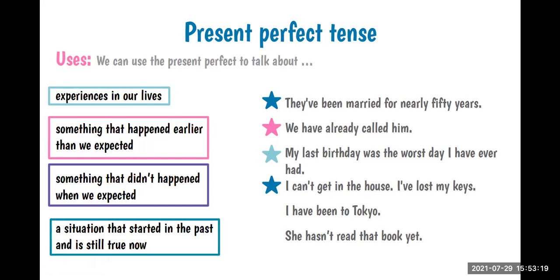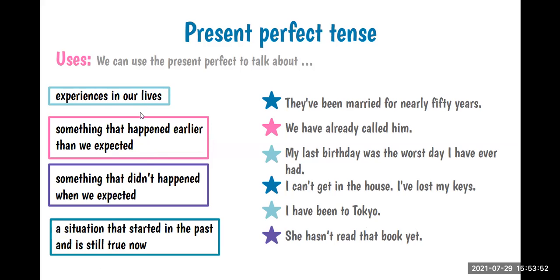What about this? Experience in our lives. This is an experience in our life, right? And then we have, she hasn't read that book yet. Something that didn't happen when we expected. As you can see, when we use yet, it's something that didn't happen when we expect it.